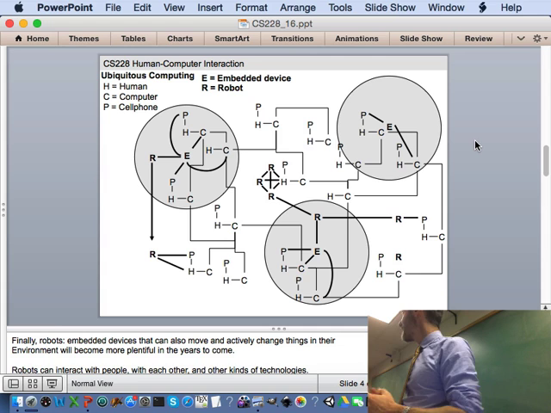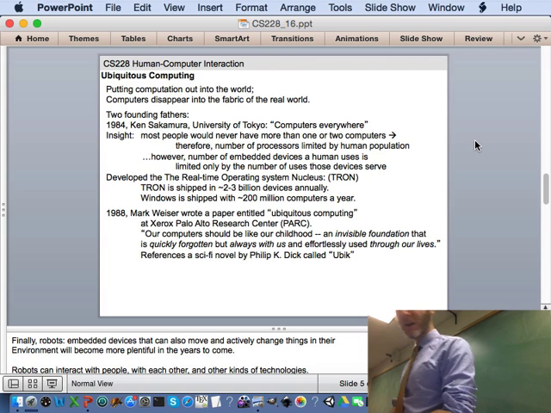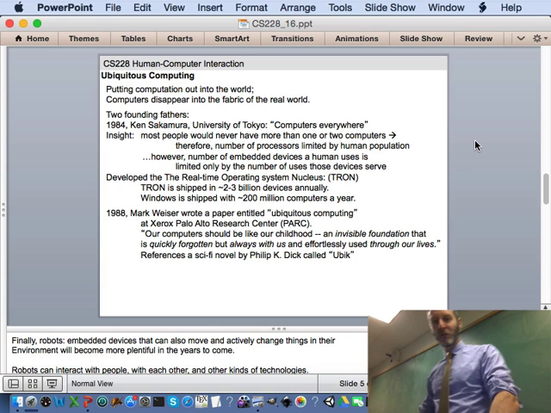This is the Internet of Things. Assuming we want to build such a world, what can we do with the data that is flowing out of this system? Okay, so ubiquitous computing, there are two sort of founding fathers of ubiquitous computing, Ken Sakamura and Mark Weiser. We'll start with Professor Sakamura from the University of Tokyo.